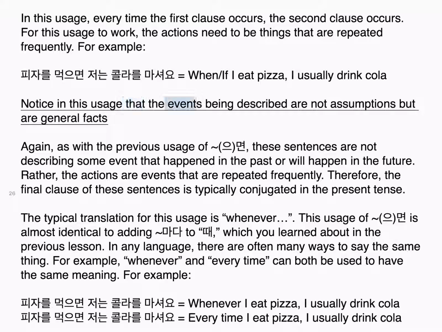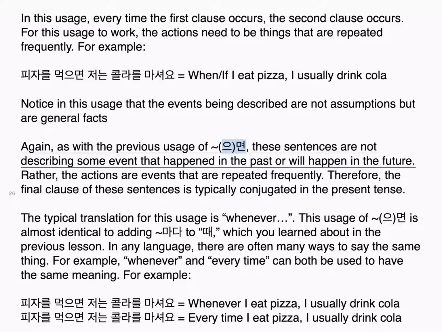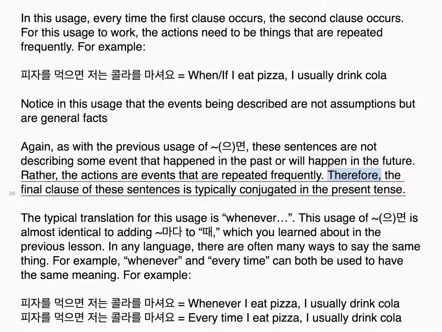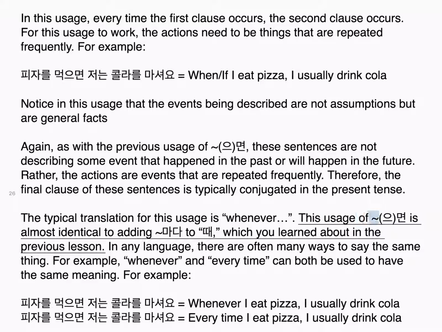Notice in this usage that the events being described are not assumptions but are general facts, again, as with the previous usage of 으면. These sentences are not describing some event that happened in the past or will happen in the future. Rather, the actions are events that are repeated frequently. Therefore, the final clause of these sentences is typically conjugated in the present tense. The typical translation for this usage is whenever. This usage of 으면 is almost identical to adding 마다 to 때, which you learned about in the previous lesson.